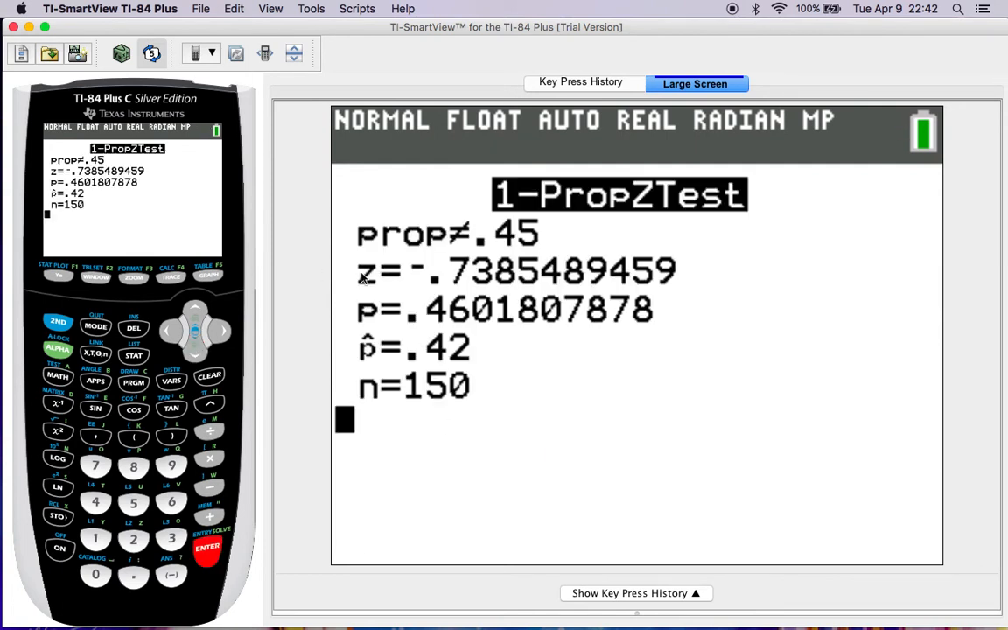Again, the first line matches with our alternative, p is not equal to 0.45. Z is negative 0.7385, which matches what we found. Rounding is a little bit different. I may have just rounded wrong. Our p-value is 0.4602, which matches the probability we had after we multiplied by 2.